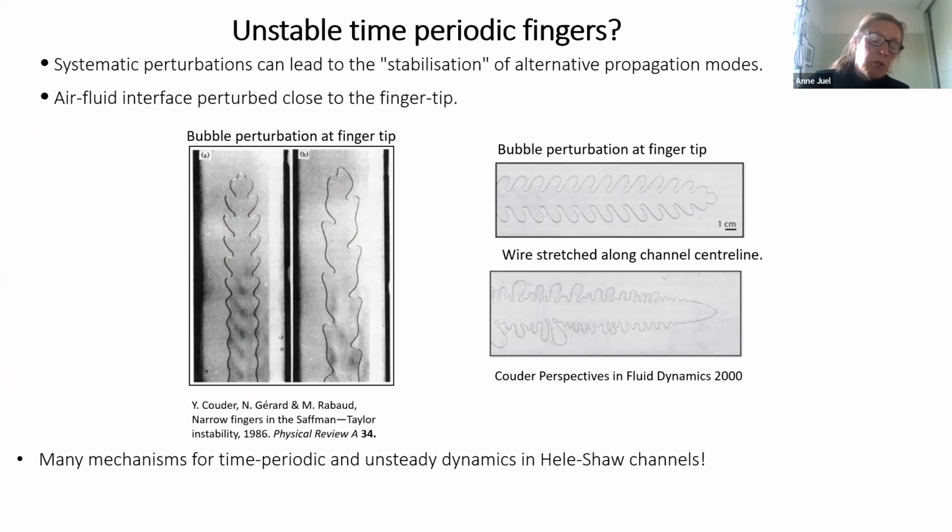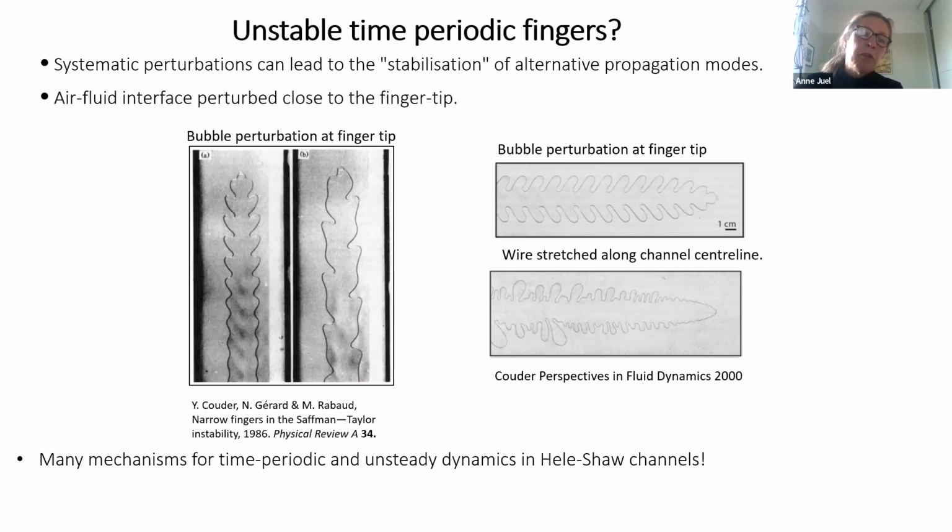And so the question that springs to mind is that, okay, you can clearly, by manipulating the finger, stabilize some of these alternative propagation modes. But how generic is this time periodic behavior? Is there really a generic mechanism for time periodic behavior in these systems?